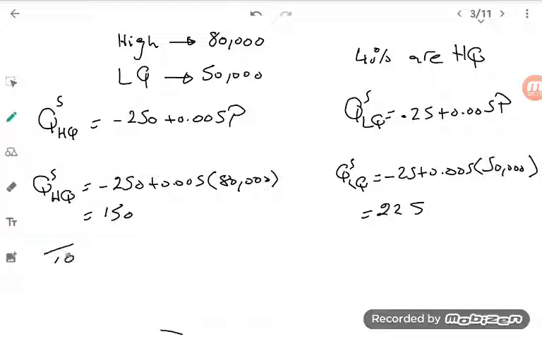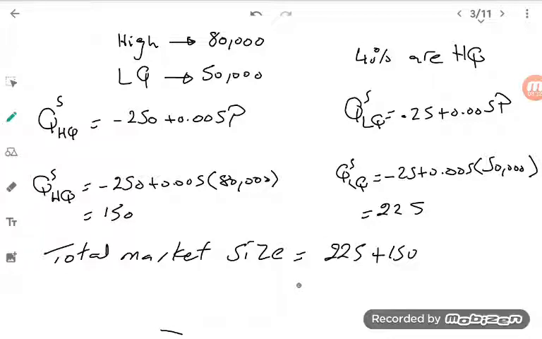Total market size is the summation of the high quality and the low quality cars. So the total number of cars that will be sold in the market will be 375. 225 of them are low quality and 150 are high quality.